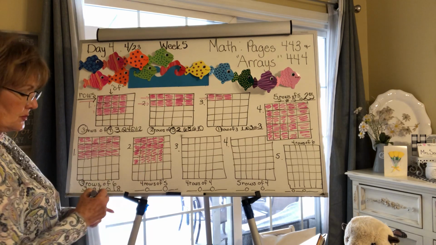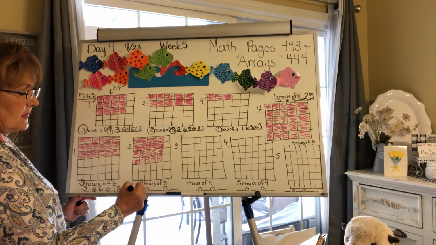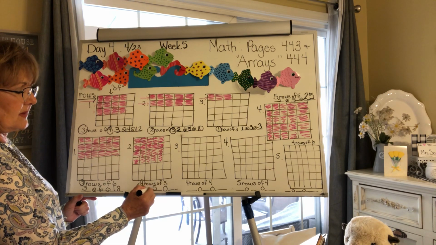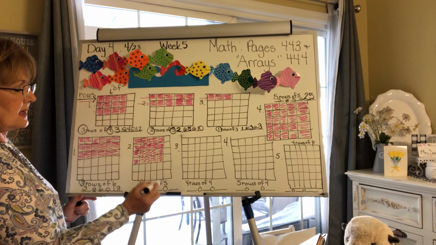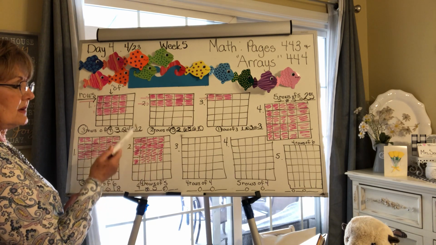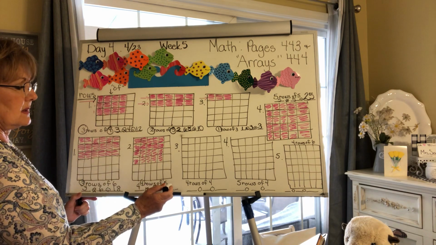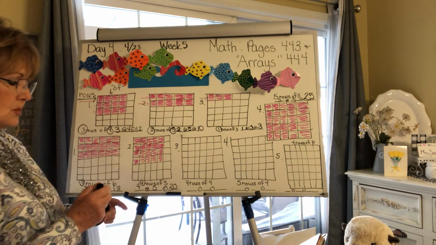Okay, which would be 4 times I have a 5. 4 times I have a 5. So we can count by 5s. Ready? That's right. 5, 10, 15, 20.